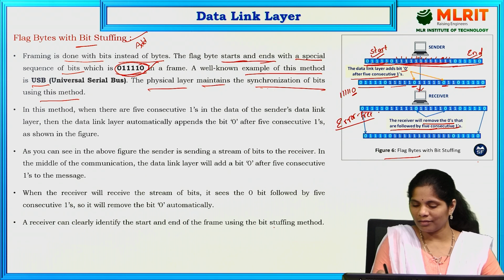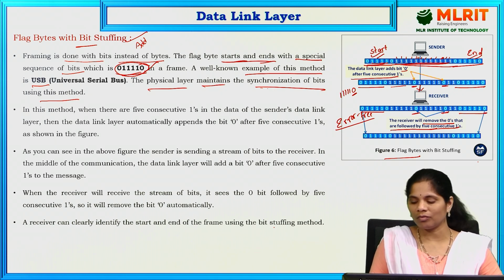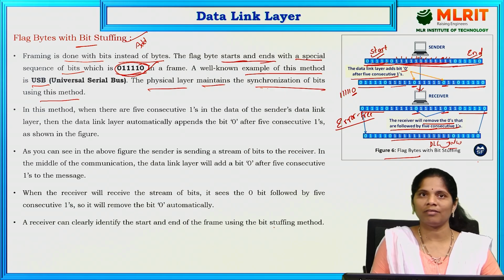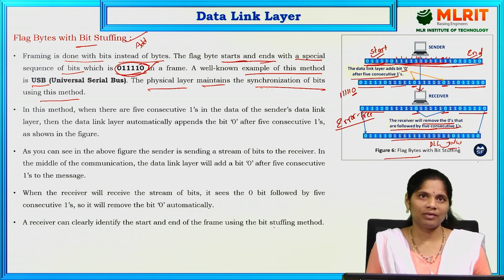So here this is the starting, this is the ending. Whatever extra bits we have added, those zeros are removed by the receiver. And finally the original data is received at the receiver. In the data link layer, that data is again sent to the network layer at the receiver. This is the process of flag bytes with bit stuffing in the data link layer.